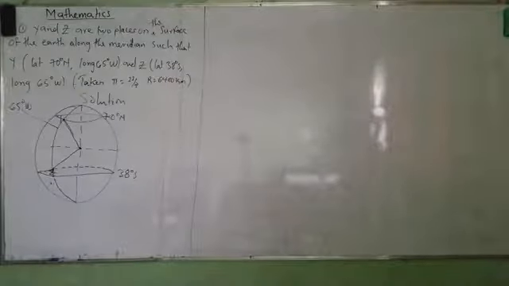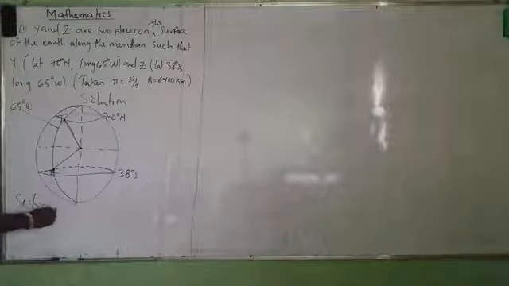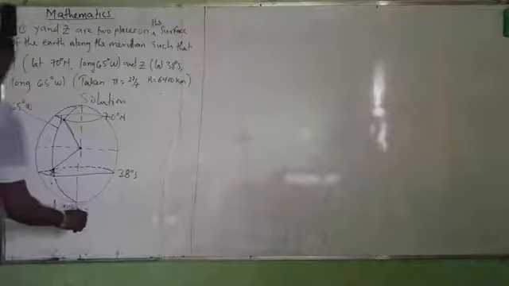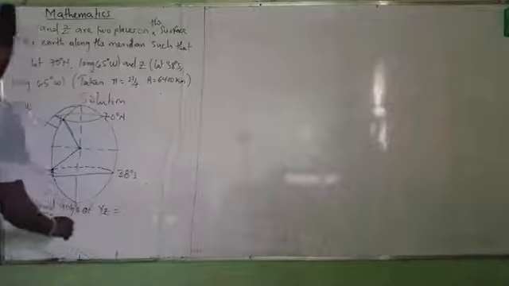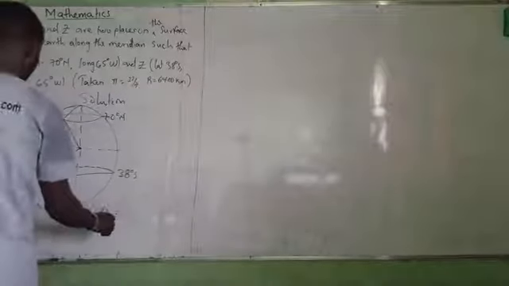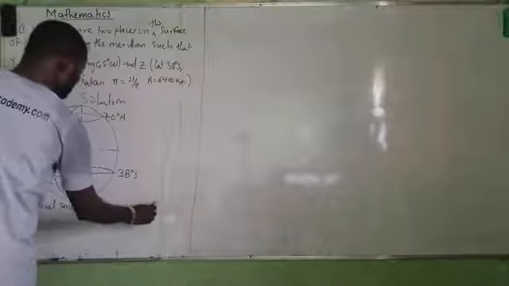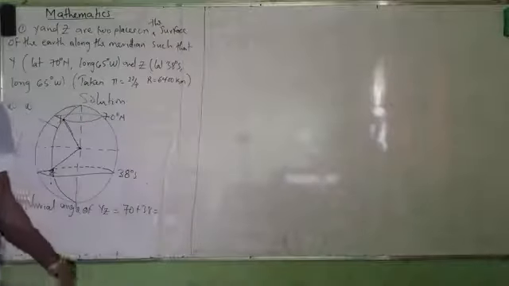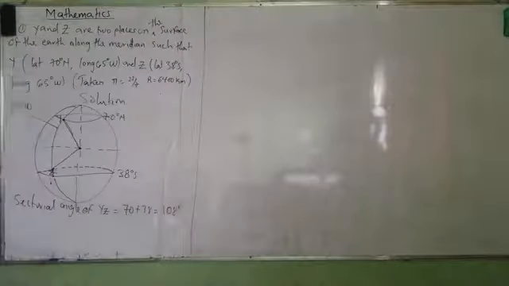Just don't forget that the sectorial angle will be equal to what? The angle of YZ will be equal to 70 plus 38, which is going to be what? It will be equal to 108 degrees. Now, I can continue by finding the distance along the great circle.